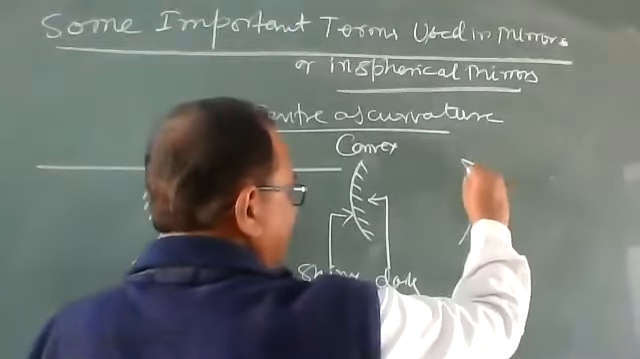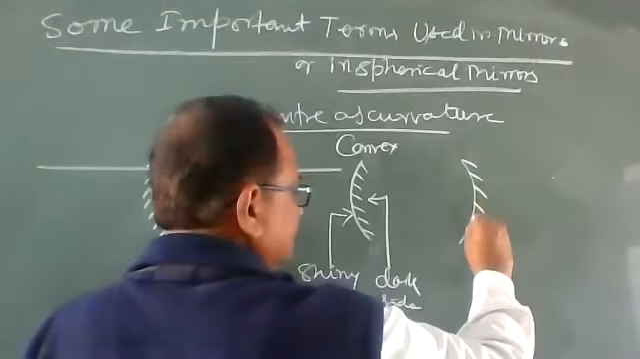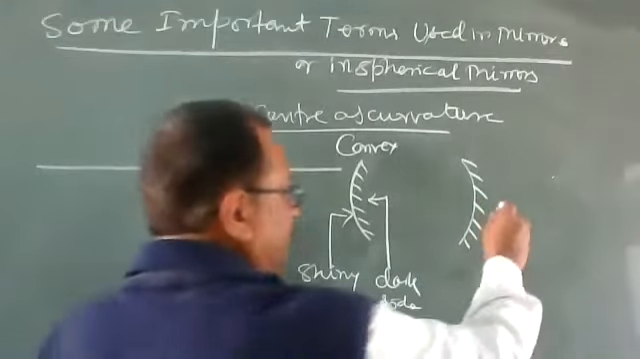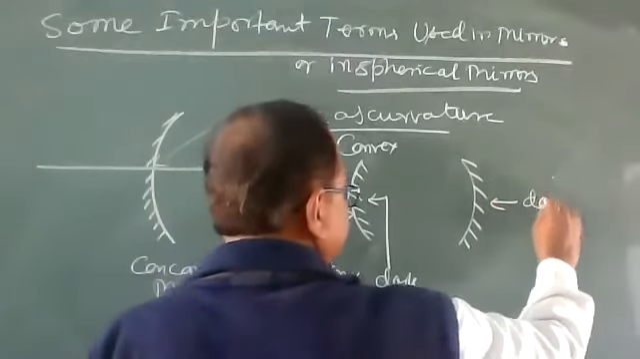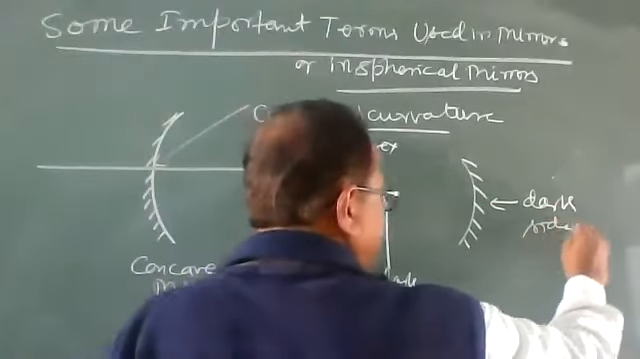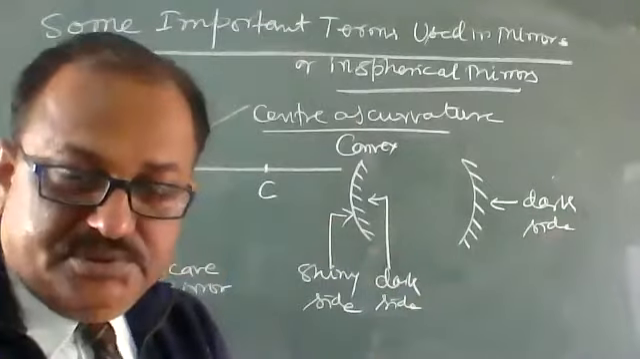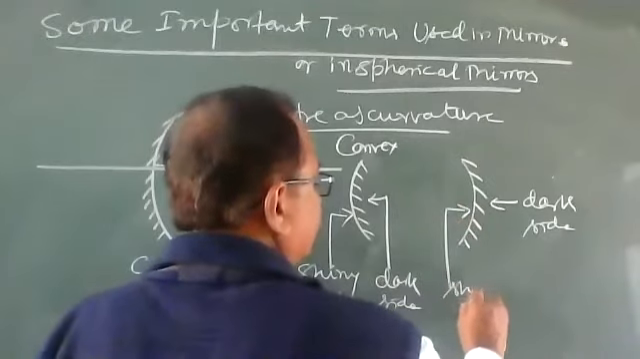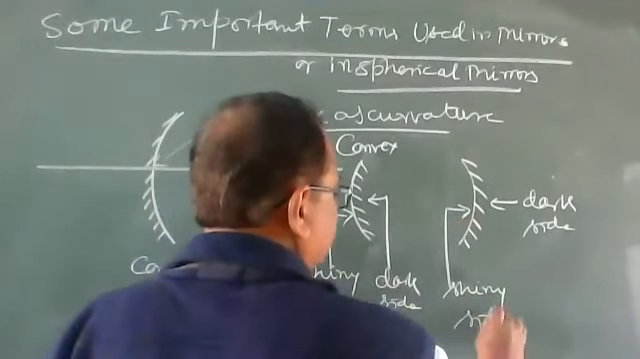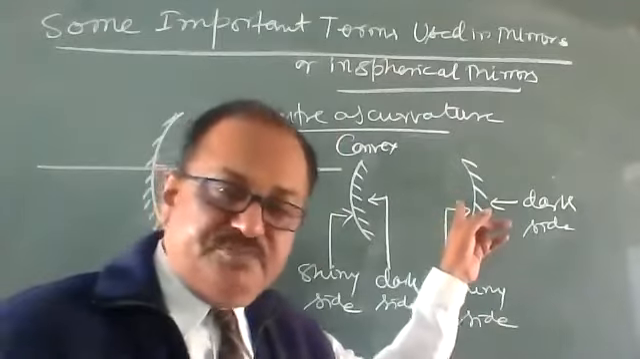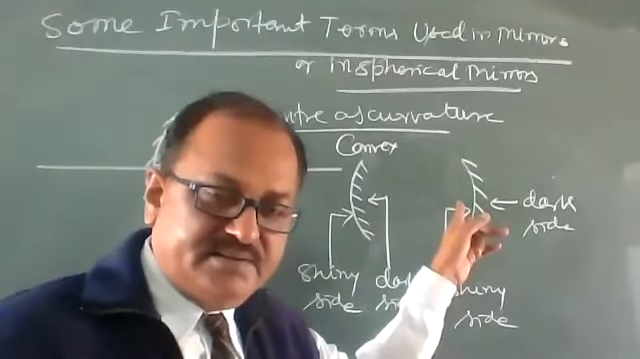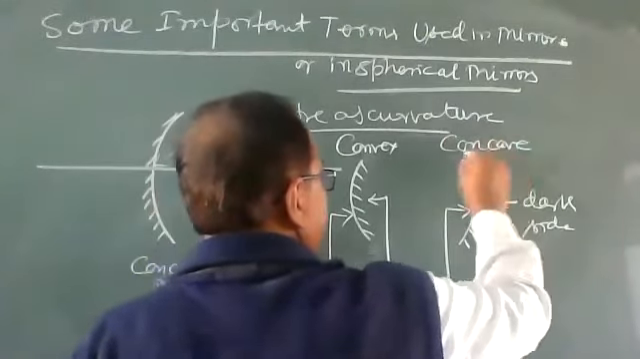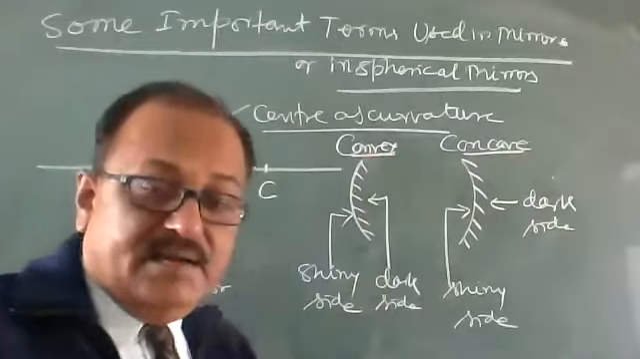Now, when we take this other piece, this is the dark side, and it is pushed out. It is the outgrowth, and this is the shiny side. So what is the type of this mirror? Concave. Yes, this is concave.